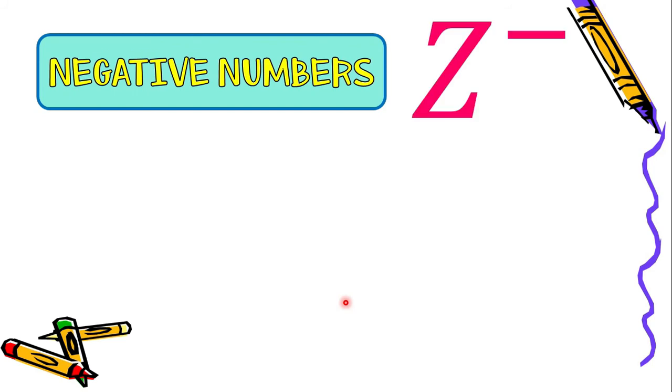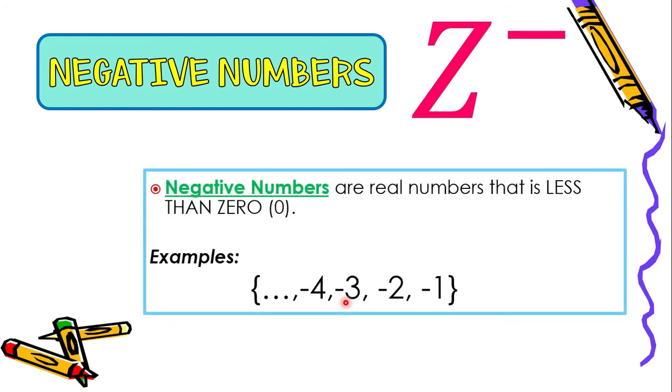Now for negative numbers, that is Z negative or Z raised to negative. Negative numbers are real numbers that are less than 0. Again, less than 0. Like for example, you have negative 4, negative 3, negative 2, negative 1. So you have a negative symbol before each number.